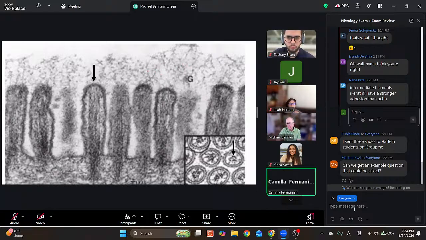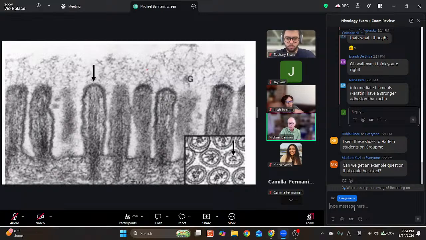The glycocalyx? Exactly. Thank you, Camilla. This is the glycocalyx, which sits on the top of the microvilli and is a sugar-rich area, right? It also contains digestive enzymes as well. So this is the ultrastructure of the microvillus.